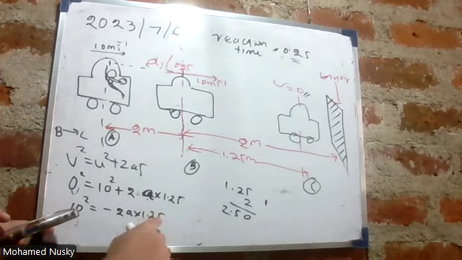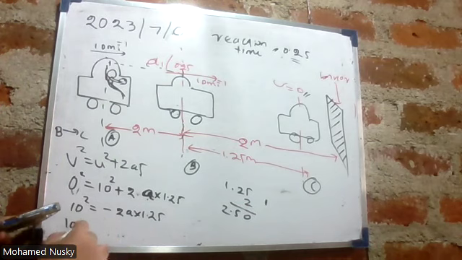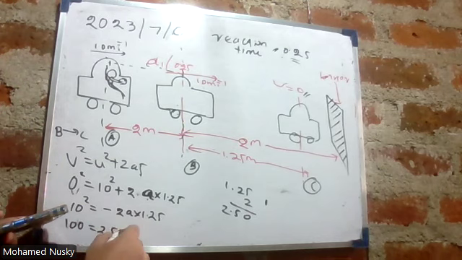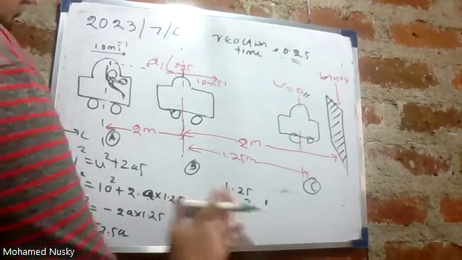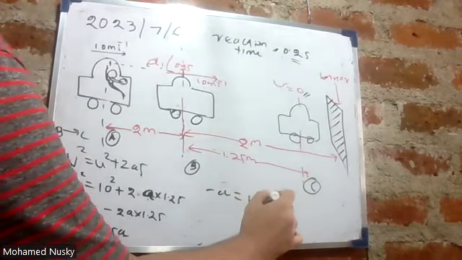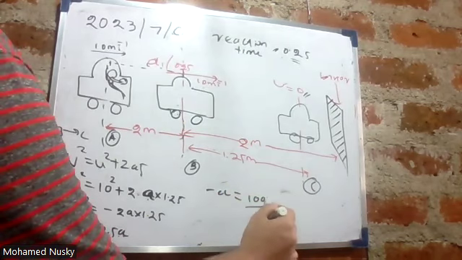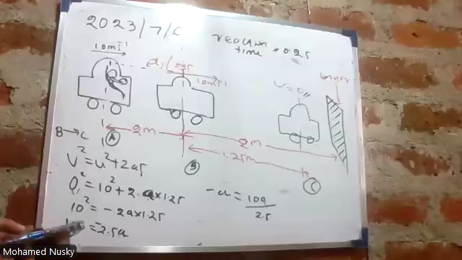Therefore, 2 into 1.25. What is 10 square? 10 square is 100. 100 is equal to 2.5a. Therefore, minus a is equal to 1000 divided by 100 divided by 2.5. How can I solve this?